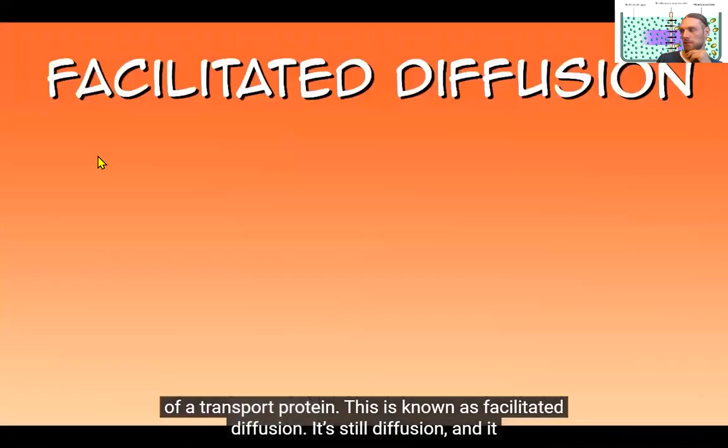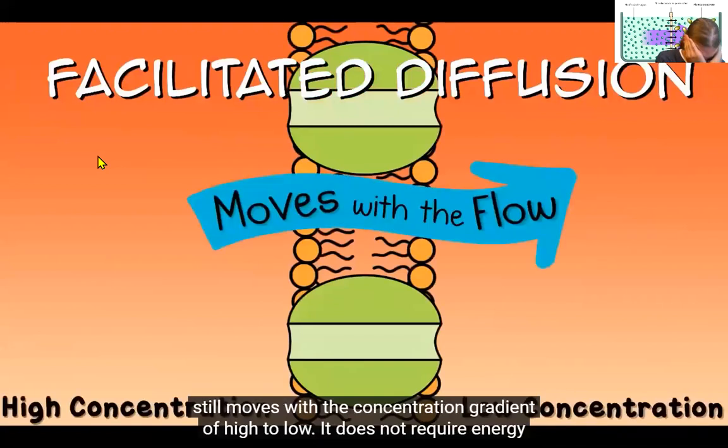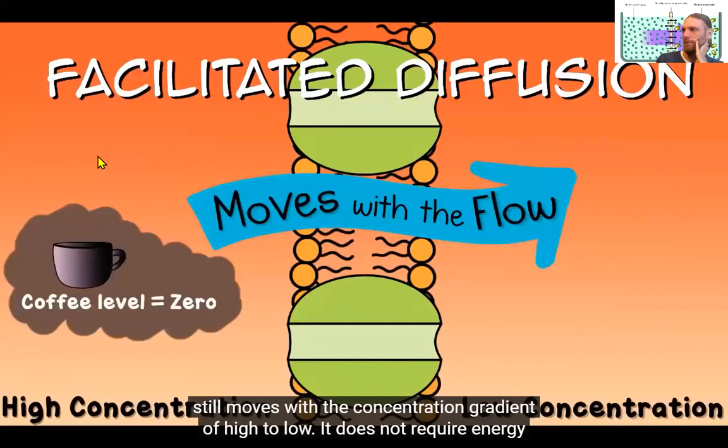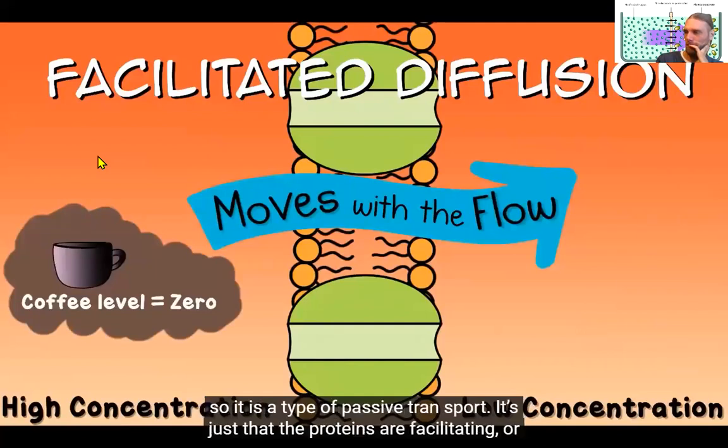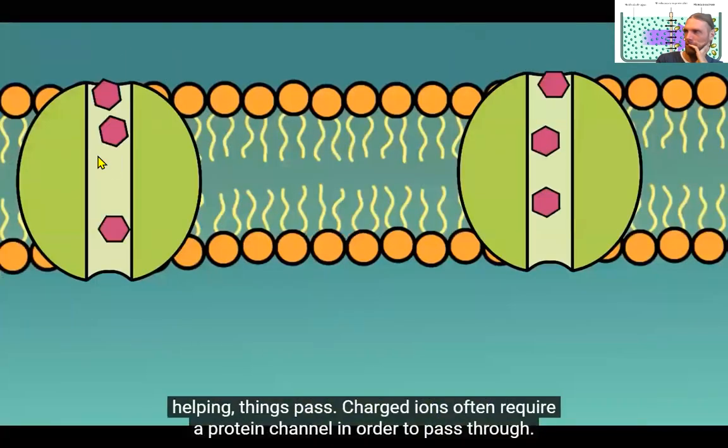This is known as facilitated diffusion. It's still diffusion, and it still moves with the concentration gradient of high to low. It doesn't require energy, though, so it's also a type of passive transport. It's just the proteins are facilitating, or helping, things pass.